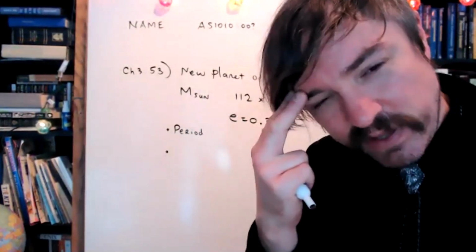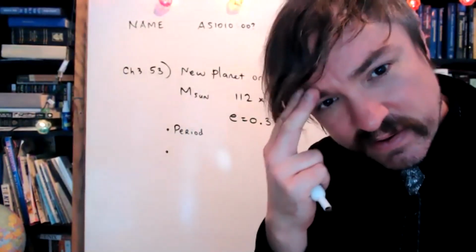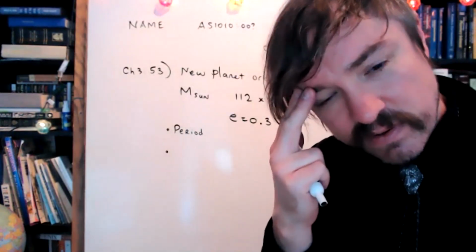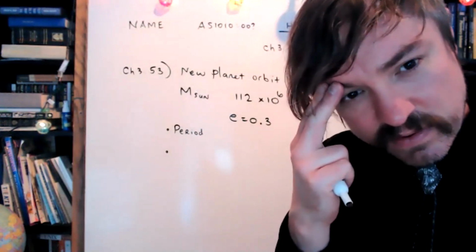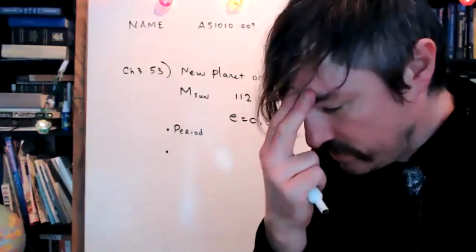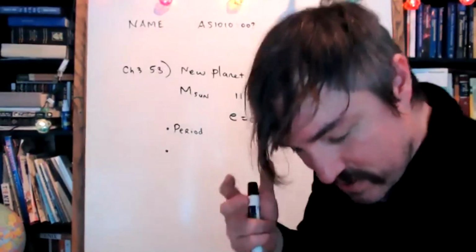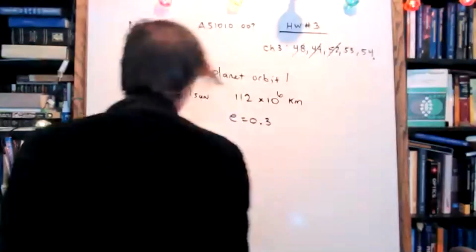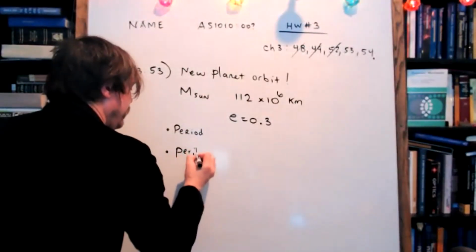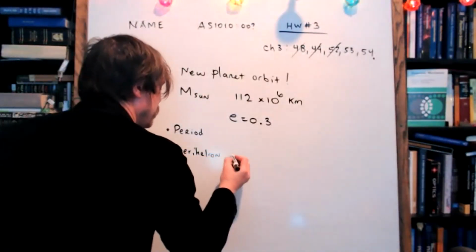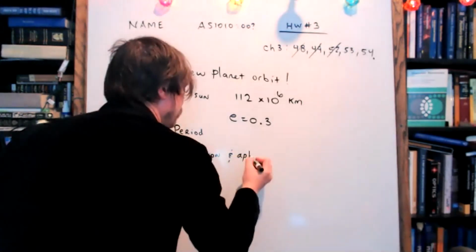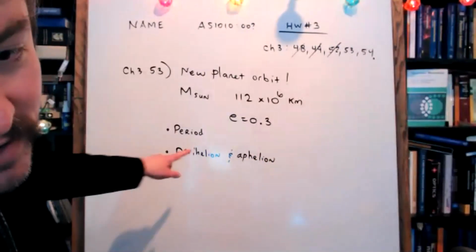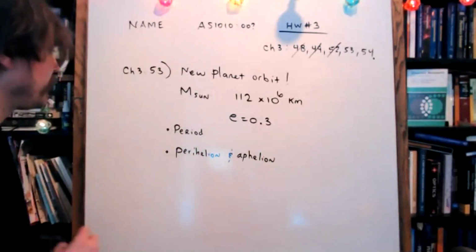If only one of my students could help me, I wouldn't be so forgetful. The closest approach to the star, the farthest distance from the star. What? I know there's a word for that. Perihelion and aphelion. Oh, right. Okay. So find the perihelion and the aphelion distances. By the way, when it's not the sun, we actually call it periastron and apastron.